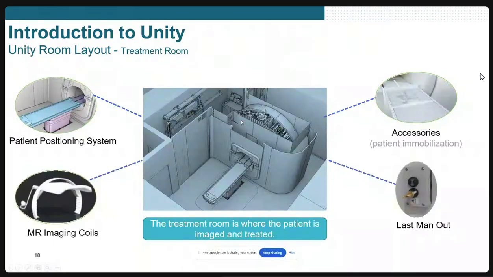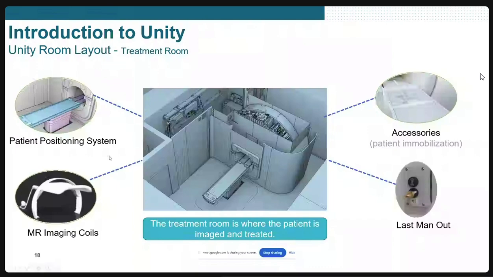So this is the area where the linear accelerator is kept, and this is the area where the MRI is, and this is where the patient lies down. So this U-cut is the area that I call the machine room. This entire thing is a treatment room, and we already discussed the technical room and the console.